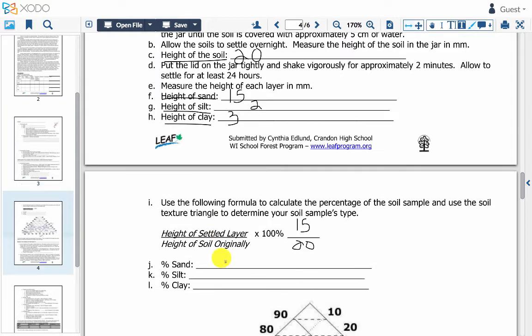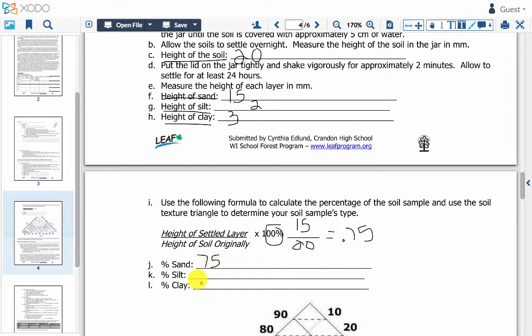So the first thing that we need to do is find the percentages for each of our sand, silt, and clay. To find the percentage, you take the height of the settled layer divided by the height of the soil originally. So for sand, in my case, it's going to be 15 because that was the height of my sand, divided by 20, which is the height of the soil. So I'm going to type 15 divided by 20 into my calculator, and I get 0.75. Then I need to multiply it by 100. So my percentage of sand is going to be 75%.